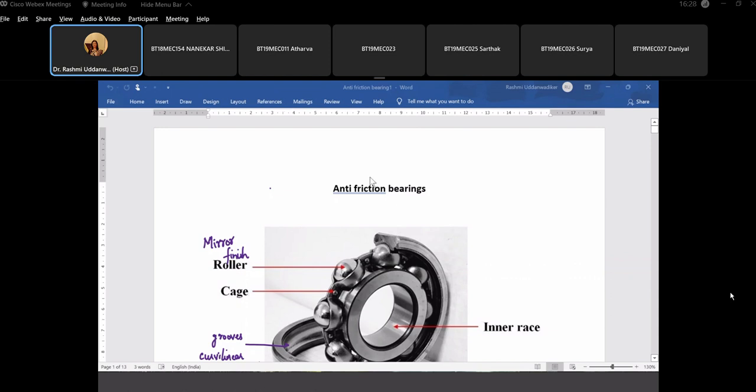What are anti-friction bearings? Sliding friction is converted to rolling friction. This is how we define anti-friction bearing.